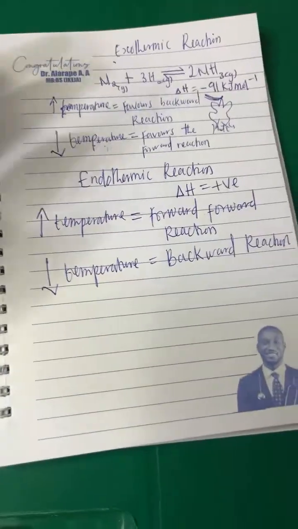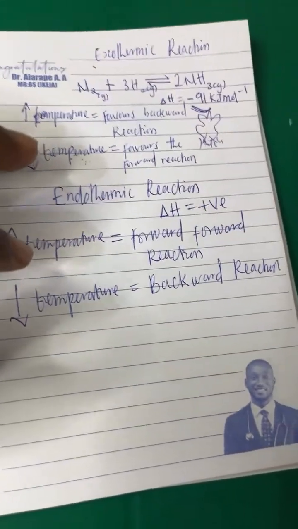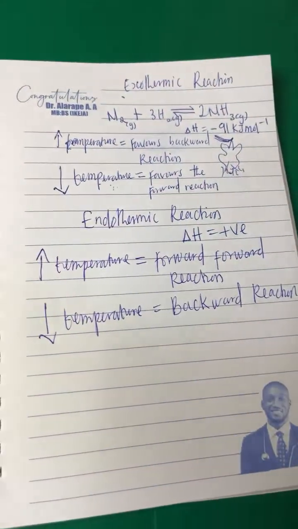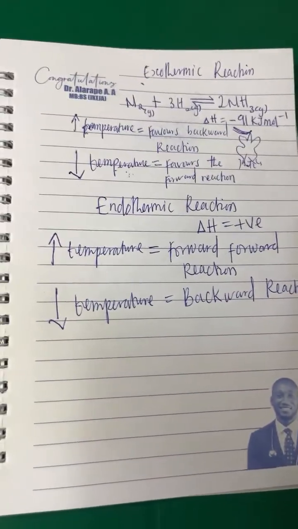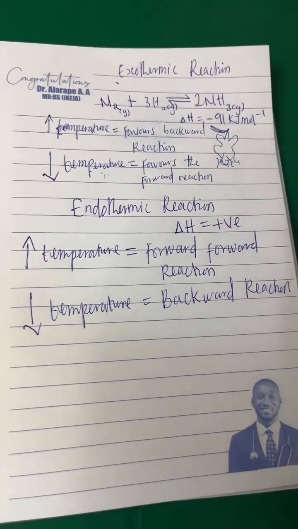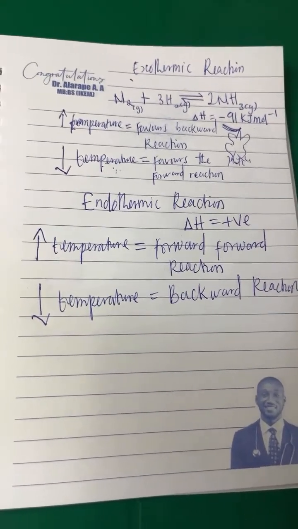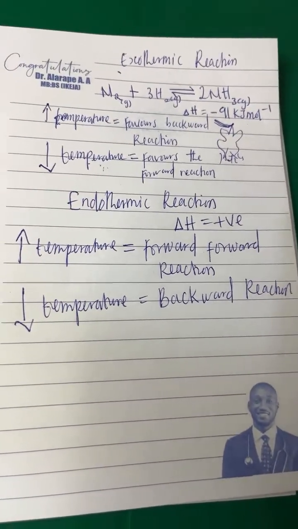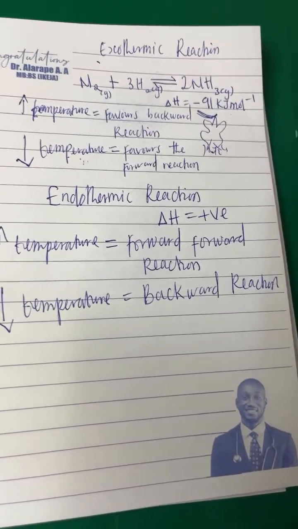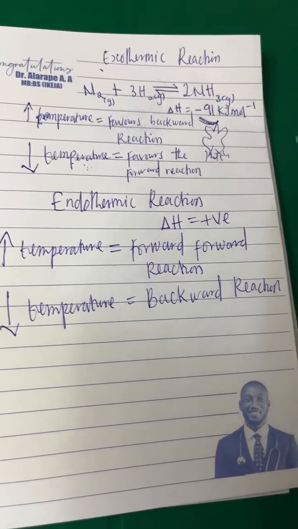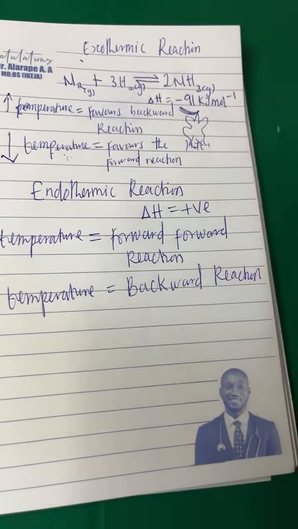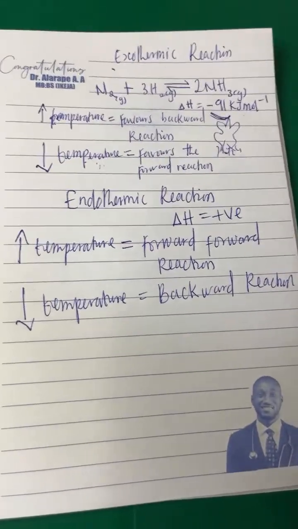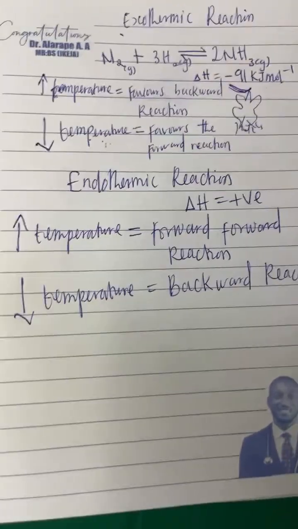Somebody is asking, how about pressure and concentration? For pressure and concentration, nothing concerns endothermic or exothermic. Whether it is exothermic or endothermic, it does not concern them. You can only use the number of moles. You just use your number of moles normally. You understand? If the pressure is increased, it will favor the side with fewer moles. If the pressure is reduced, it will favor the side with more moles. And the same goes for concentration as well. So this is for temperature.